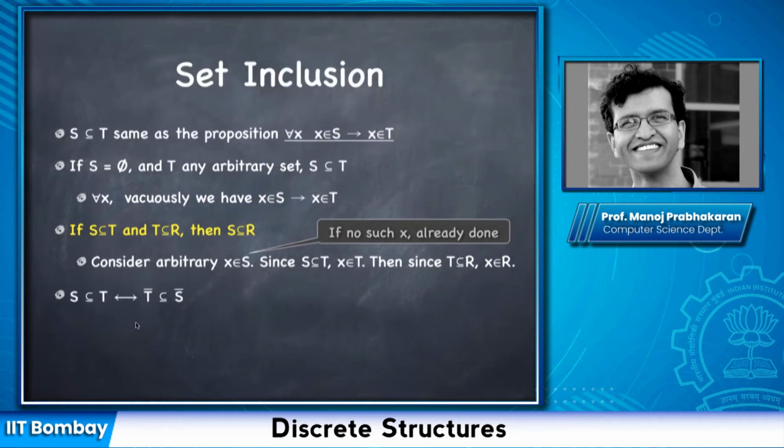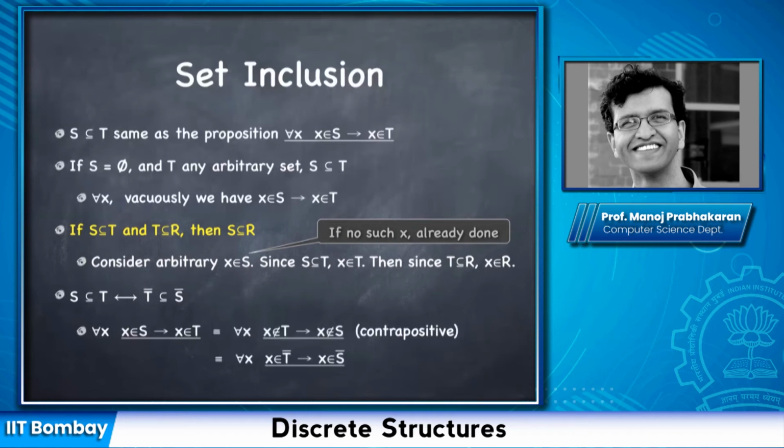You can also quickly verify that when I say S is contained in T, it is the same as saying T complement is contained in S complement. Okay, and this is essentially just a manifestation of the contrapositive of the statement. So here x in S implies x is in T, and the contrapositive is that x not in T implies x is not in S, or in other words, x in T complement implies x is in S complement. And this statement here is the same as saying T complement is a subset of S complement.